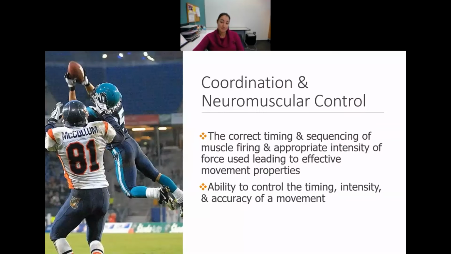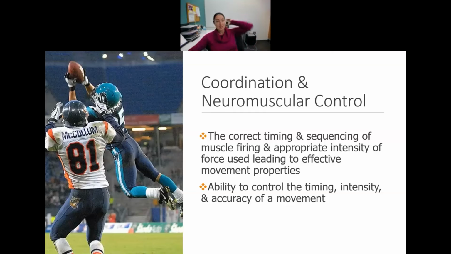All right, coordination and neuromuscular control. So this is being able to have the correct timing and sequencing of the muscle firing and the appropriate intensity of force to have an effective movement. So it's an ability basically to control your timing, your intensity, your accuracy of movement. So I had an example of this football player.